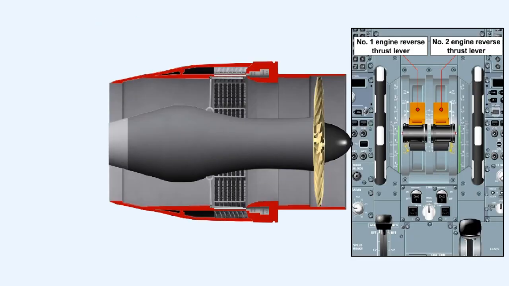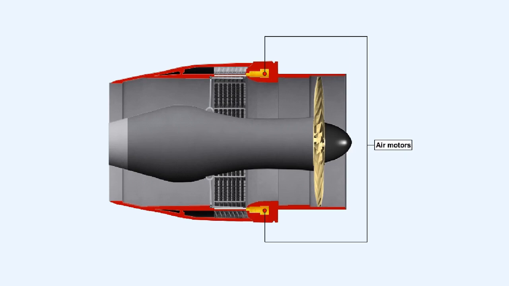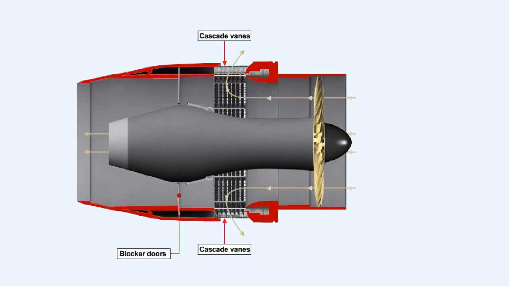Operation of the blocker system is initiated, as are the other two systems, by movement of reverse thrust levers in the cockpit. Each engine with a reverse thrust capability has a reverse thrust lever. In the case of the blocker system, the speed and direction of an air motor is determined by operation of the reverse thrust lever. The output of the air motor drives flexible shafts, which open or close the blocker doors, which, by their movement, either expose or cover cascade vanes, which direct the bypass air where it's required.